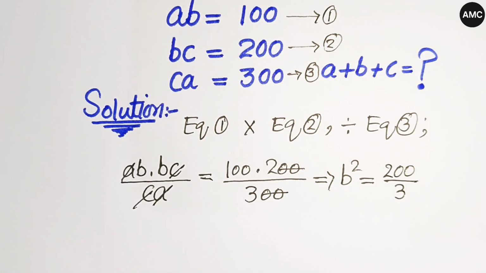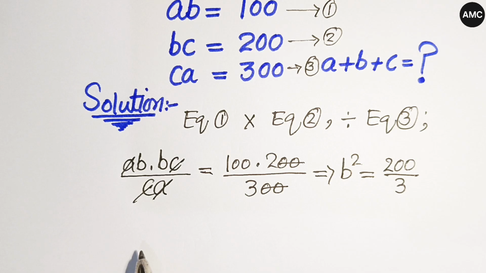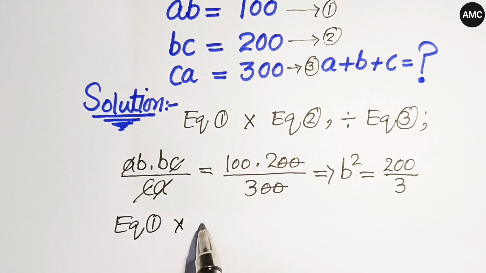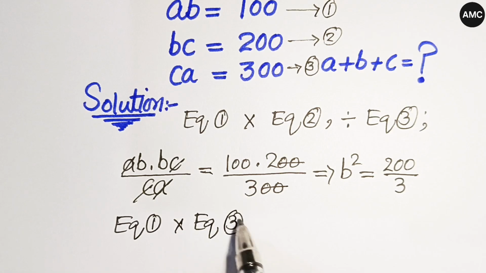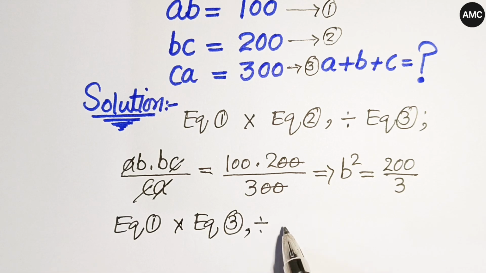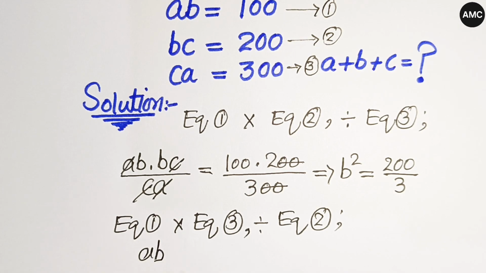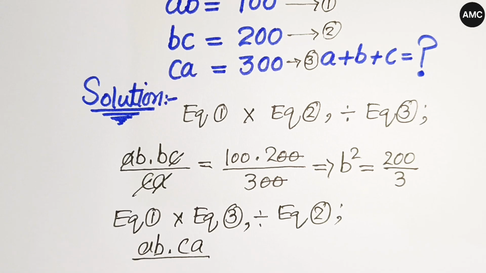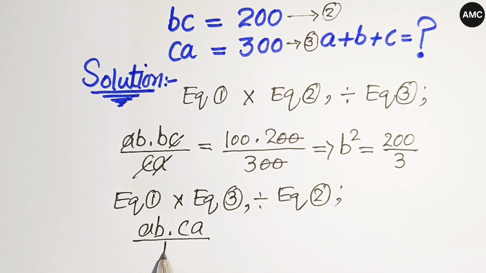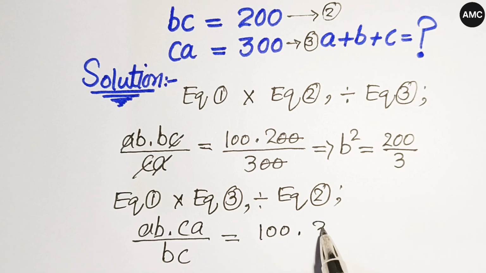Similarly, our next step is that we multiply equation 1 with equation 3 and then divide by equation number 2. So here we get a times b, times the left hand side of equation 3, which is c times a, all over the left hand side of equation 2, which is bc. That is equal to 100 times 300 all over 200.